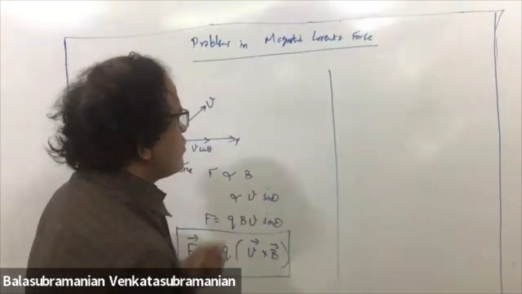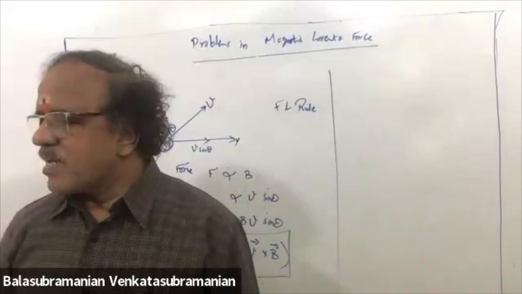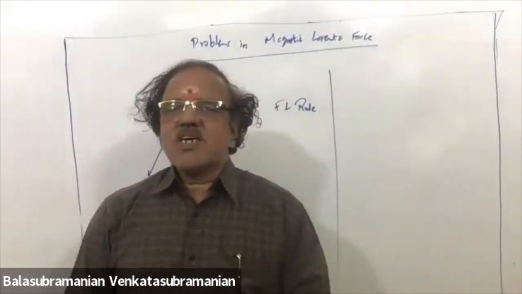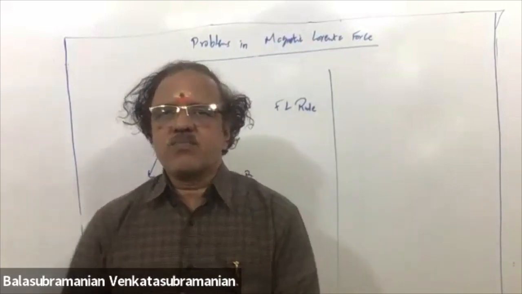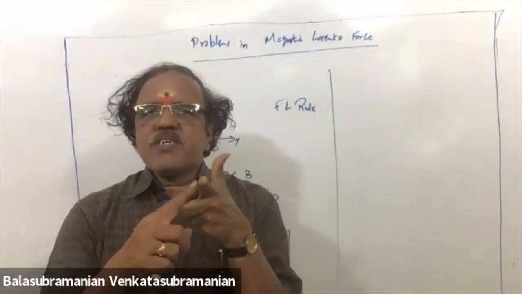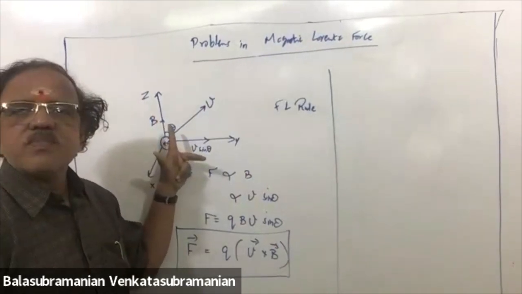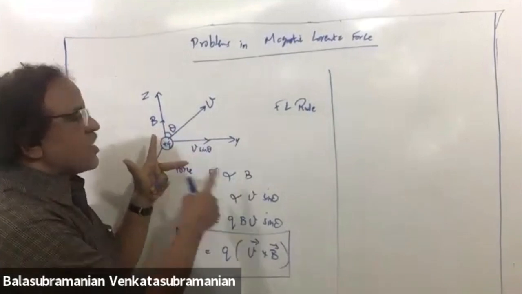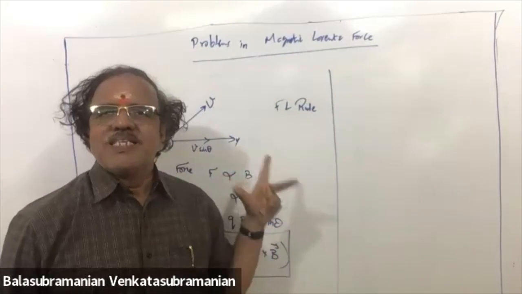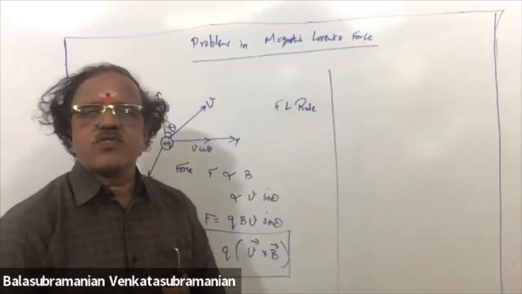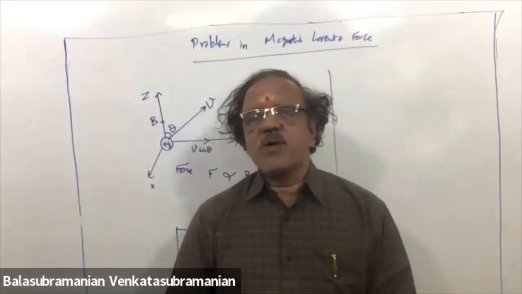Fleming's left hand rule. Extend the first three fingers of the left hand in three mutually perpendicular directions. Forefinger represents the direction of magnetic field. Middle finger represents the direction of movement of the conductor, conductor meaning the charged particle which is moving. Then the thumb represents the direction of force. Okay, so based on this, we will do the problems.